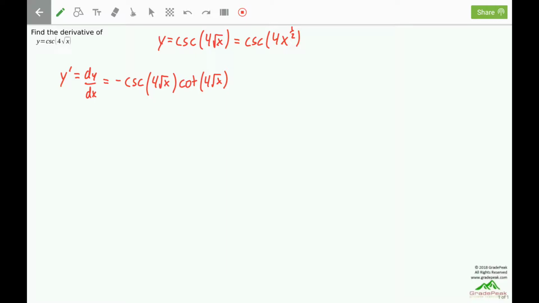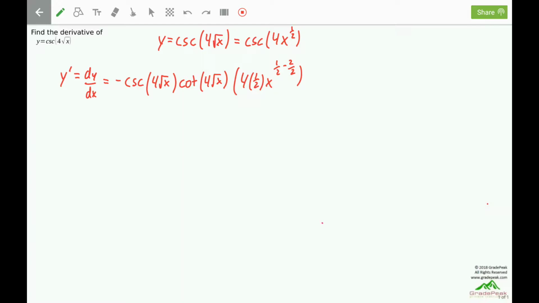And then, because the inside is not just an x, and its derivative is not just a 1, but something more, we will take the derivative of the inside to complete the chain rule. The derivative of the inside is best taken using this version so that we can make use of the power rule. We'll bring the power down, 1/2, multiply it with that 4, and then subtract 1 from the power. I will call that 2/2. All this multiplies the negative cosecant cotangent.